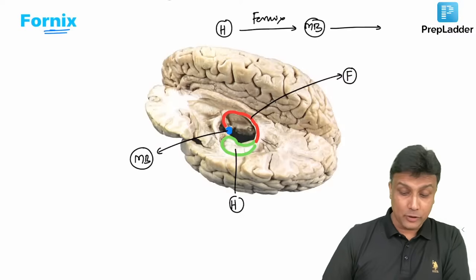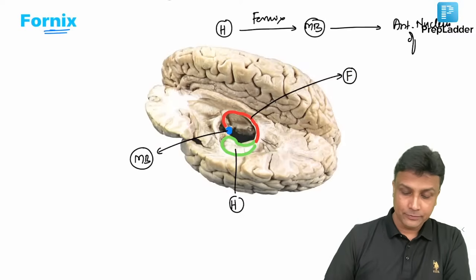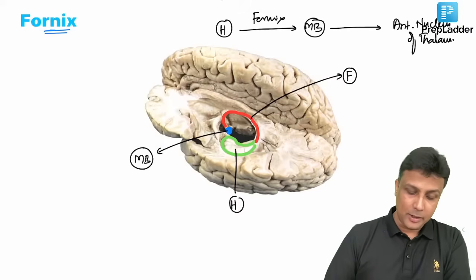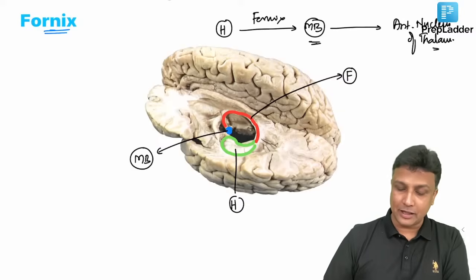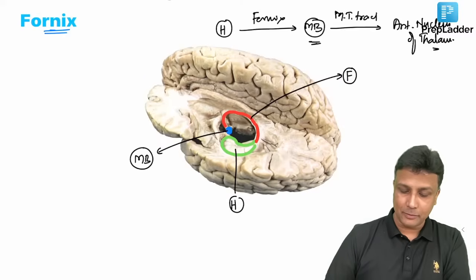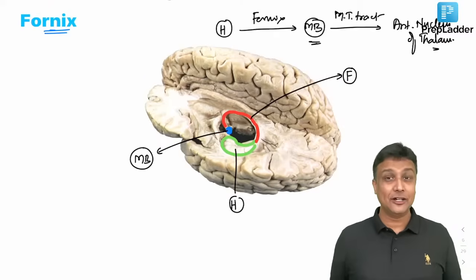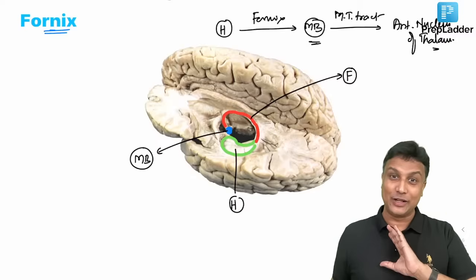Now the information from the mammillary body is going to where? This is also another important MCQ. It is going to the anterior nucleus of thalamus, and it is going via the mammillothalamic tract. From the mammillary body, it is going to the thalamus, so therefore it will be referred to as the mammillothalamic tract. Understanding here? Every point is like one question over there, my dear friends.